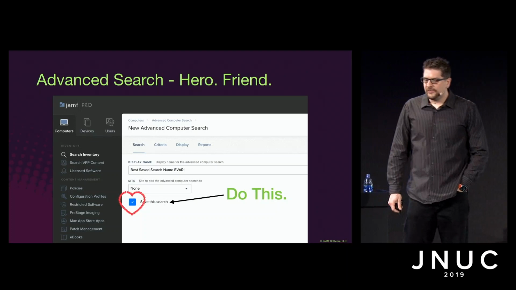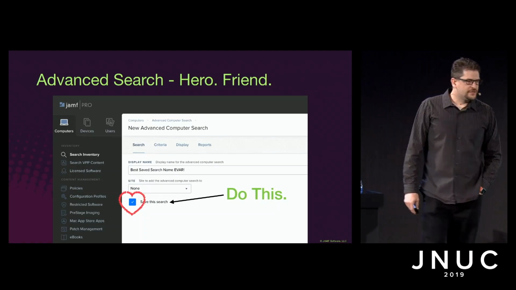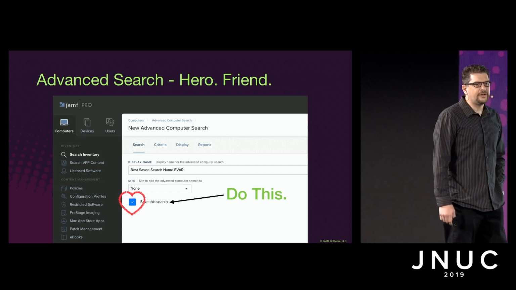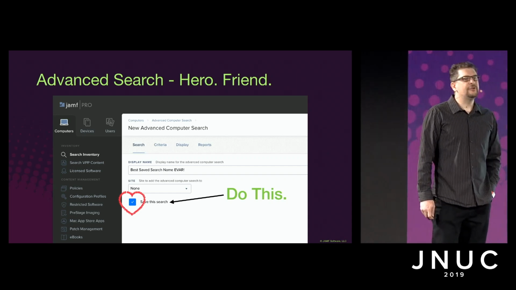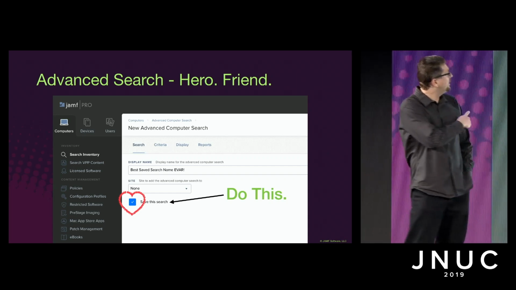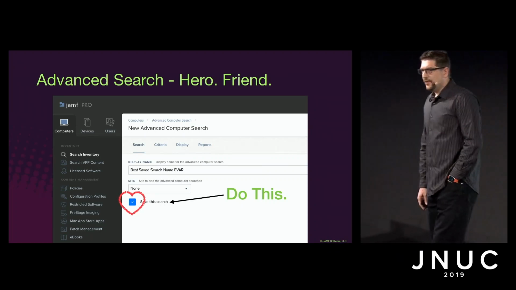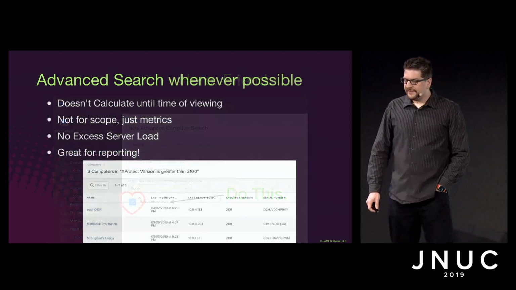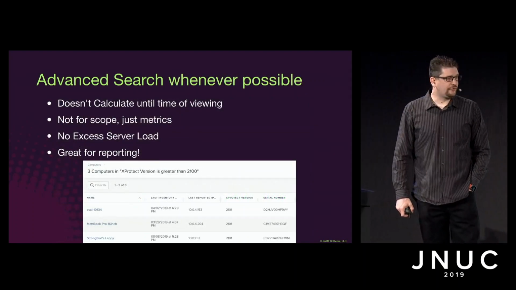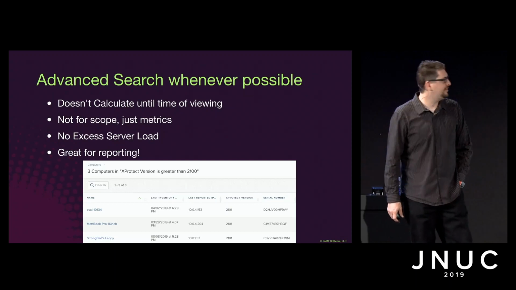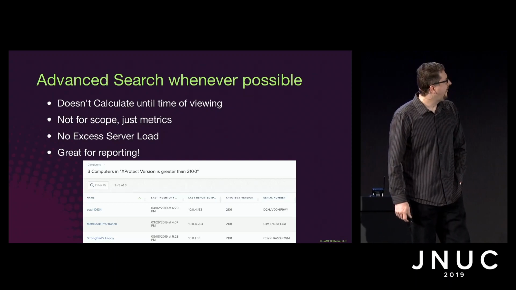Another form of smart group abuse is using them for metrics, trying to get an idea of what's going on in your environment by checking in on your smart group members. That's not where you should be doing that. You should be using an advanced search. It's only calculated when you run it, right? It's not used for scoping. It's only used for reporting, metrics, and occasionally the mass action if you want to choose to take one.